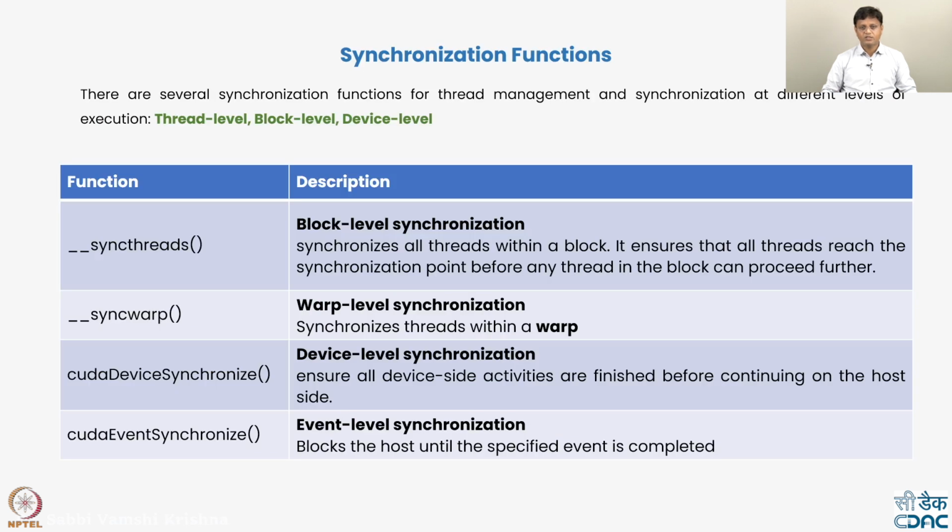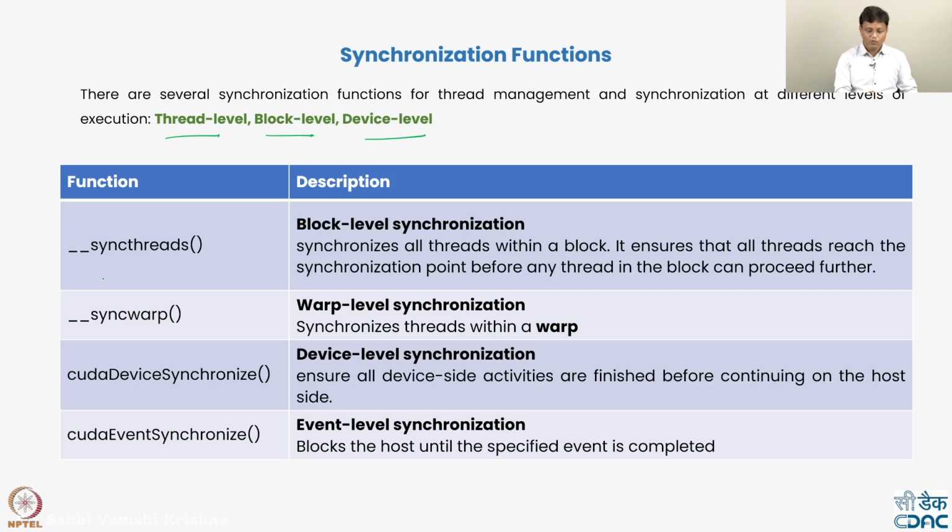Next is the synchronization functions. Several synchronization functions are required for thread management, because threads are launched at various levels, such as warp level, block level, and the entire GPU level. So synchronization is required at different levels of execution. Simply put, CUDA provides synchronization at three levels: thread level, block level, and device level.